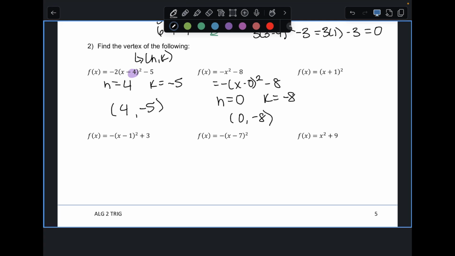The other one's kind of similar. I have something in the parentheses, but I need something on the outside here. What am I really adding on the outside? What number? 0. Okay, so H is what? Negative 1. We flip the sign there. And K is what I add on to the end? 0. So my vertex is -1, 0.